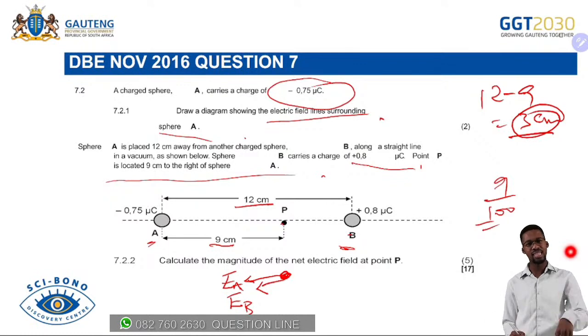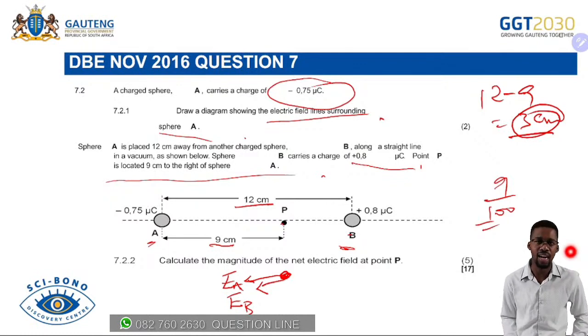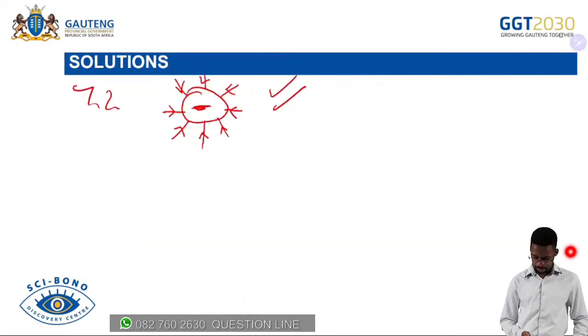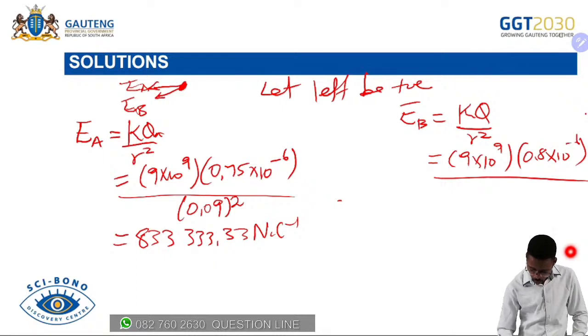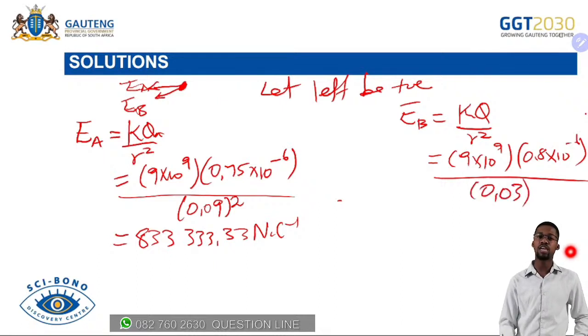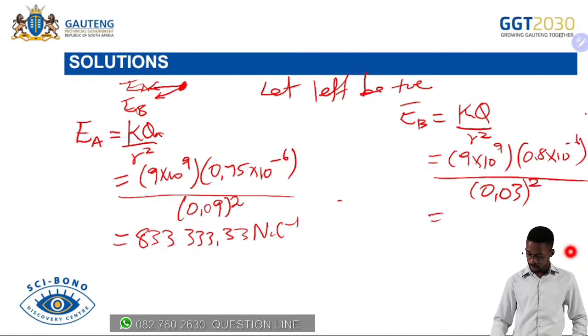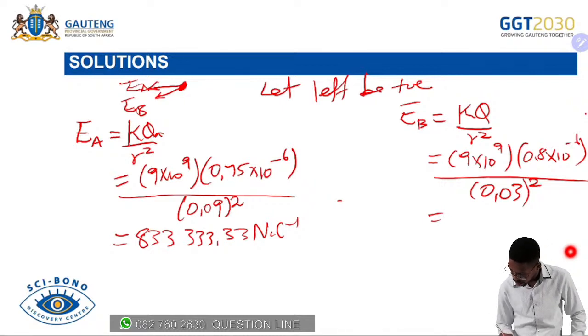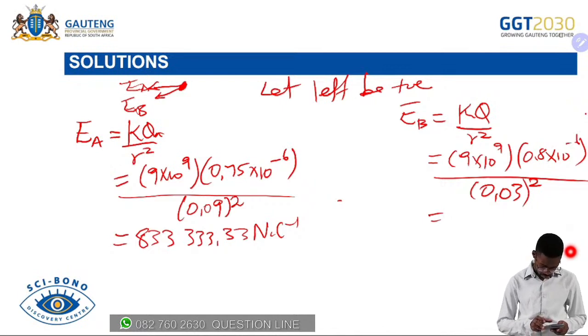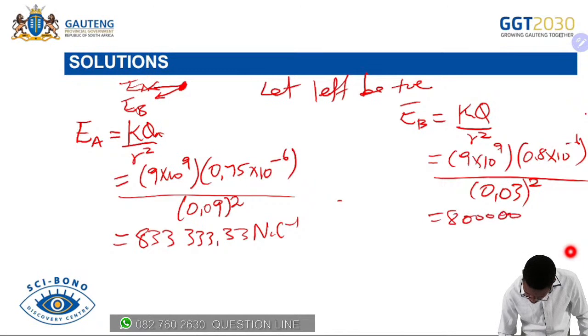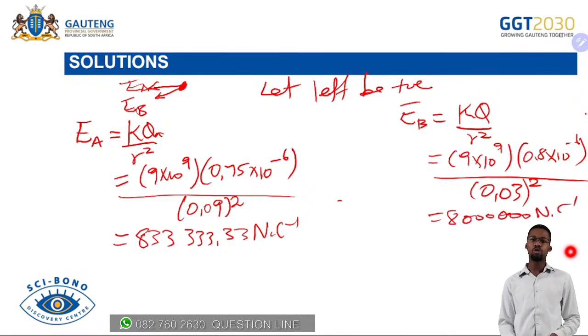So we must convert this 3 centimeters to meters, and we divide by 100. I think it's going to be 0.03. Don't forget to square your answer. Then you're going to say 9 times 10 to the power 9, 0.8 times 10 to the power negative 6, all divided by 0.03 squared. And I think your answer will be 8 million, if I'm not mistaken, newtons per coulomb. And then what do you do after? That's when you sum these two electric fields.